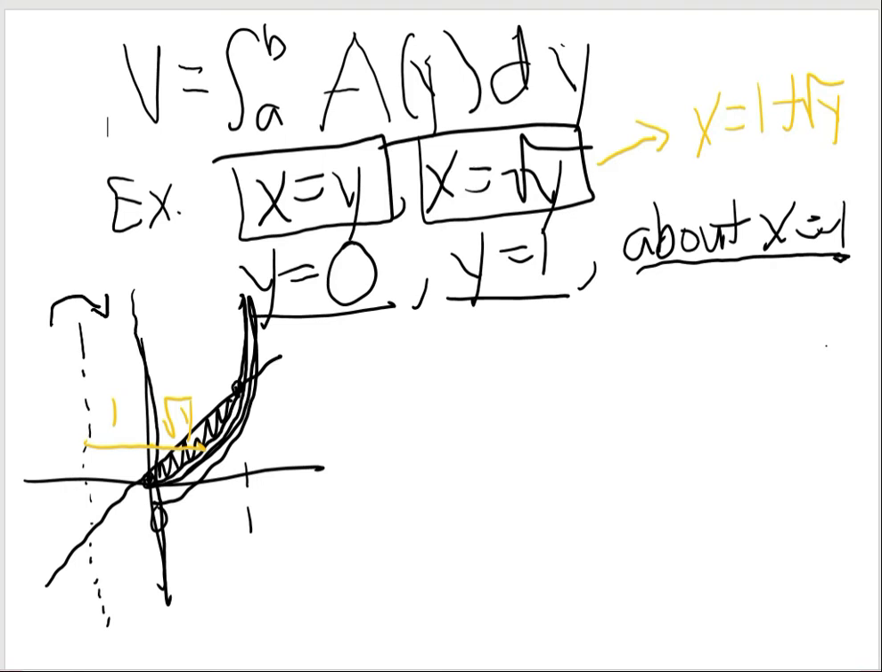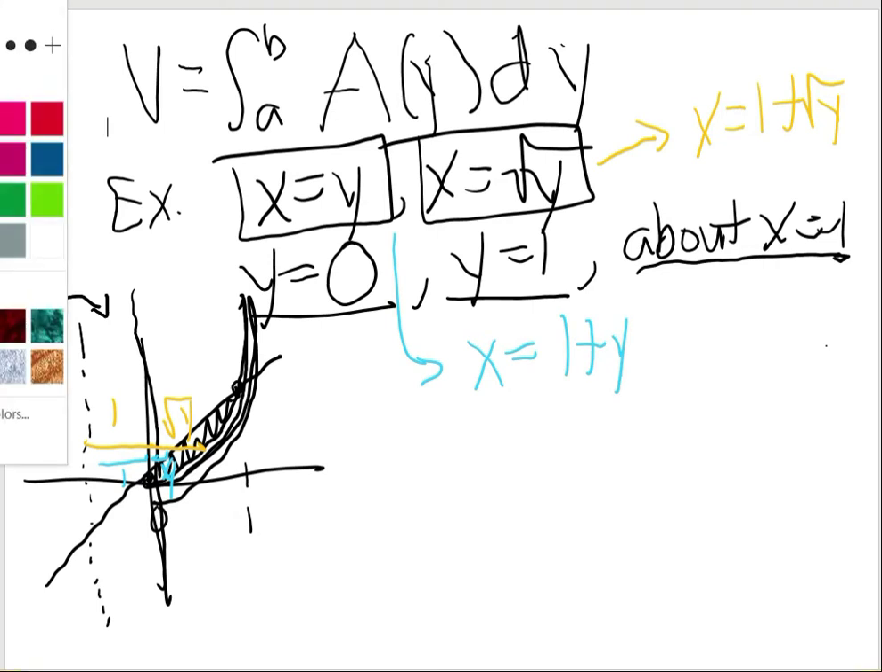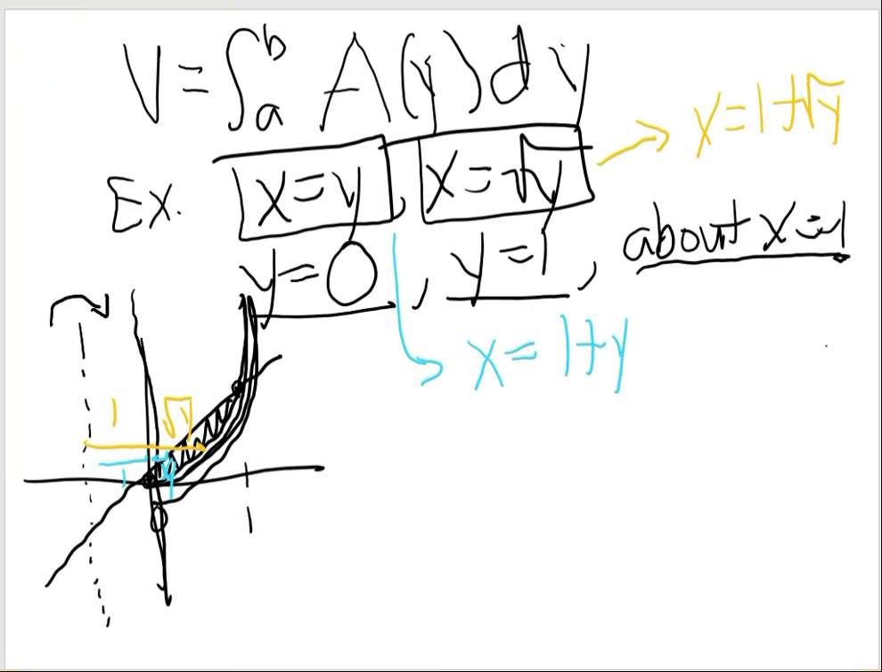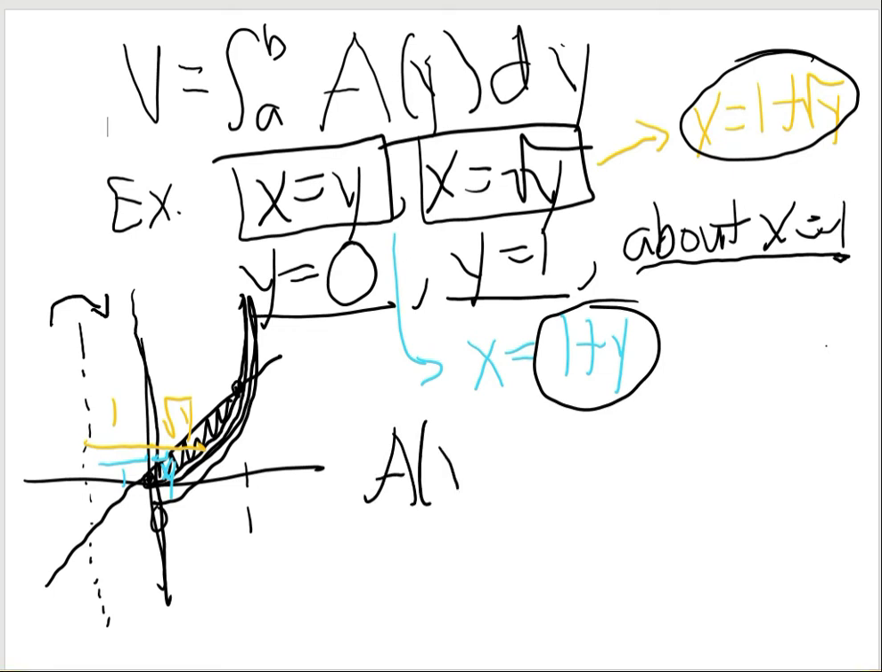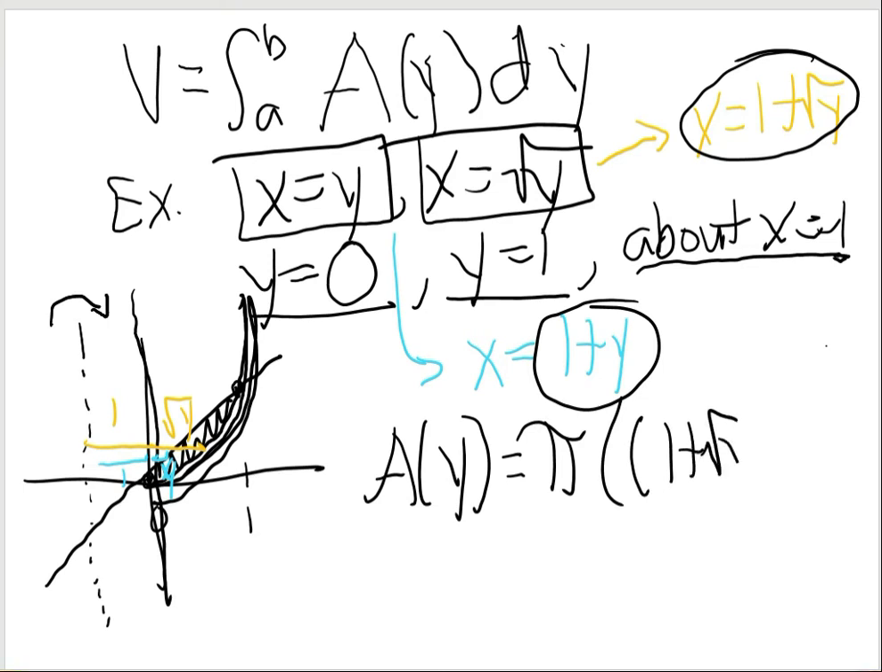What about the other one? You still have that distance of 1, but then you only go over by y. So this other function becomes what? X equals 1 plus y. Now we have to think which one's on top, which one's on bottom. Graphically, like I said, it looks like this one is still going to be on top, and this one's on bottom. So our area function will be pi, and then the top one squared, minus bottom one squared.